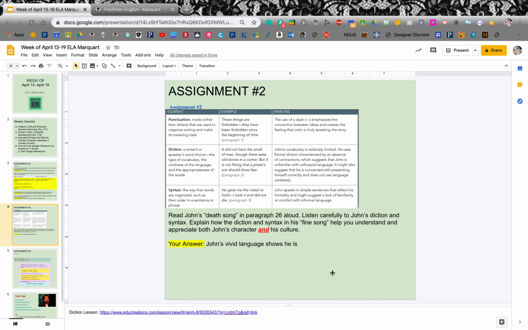Explain how the diction and syntax in the death song help you understand and appreciate both John's character and his culture. I have this bold, underlined, and in red, so you don't forget you have to do both. John's vivid language shows he is what? What sort of sense of character? What kind of person is he because he uses the kinds of language that he does?